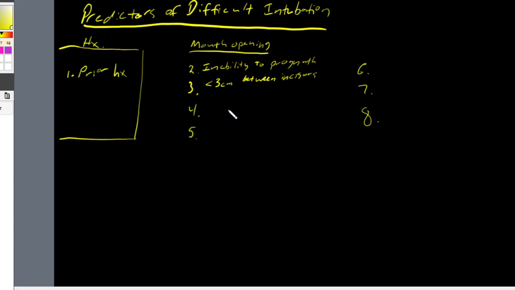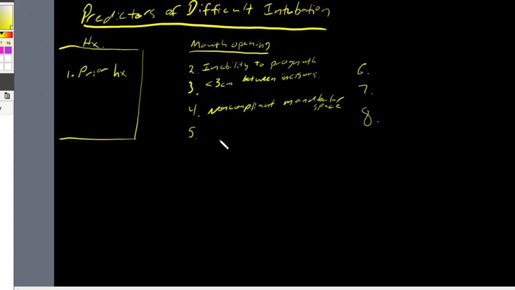The fourth predictor that we're going to cover is a non-compliant mandibular space. So this is in patients who have TMJ, they have poor mouth opening, they have a really tight jaw. This is essentially going to contribute to the possibility of a difficult intubation. And again, it's because you can't really open your mouth.